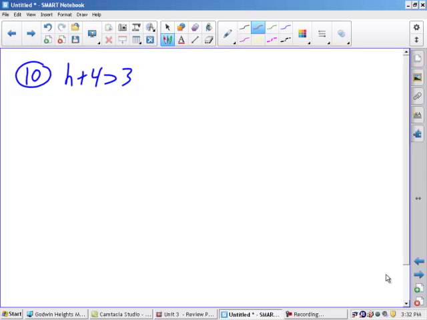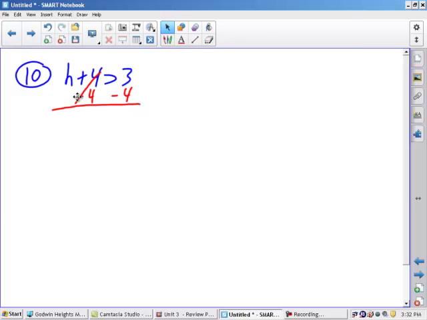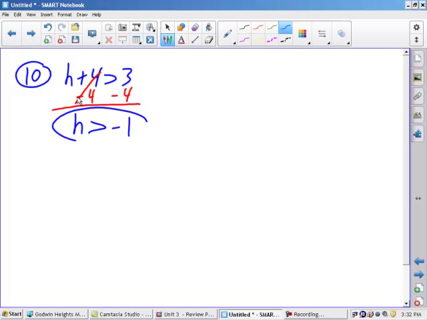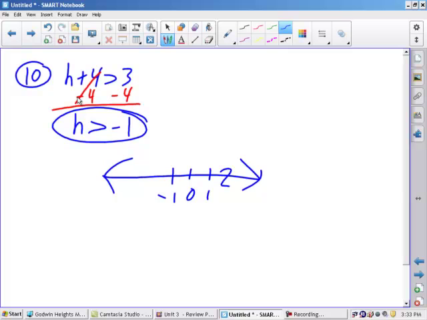Number 10, I have to solve the inequality and graph the inequality. So I subtract 4 from both sides because it's the opposite operation. So I get h is greater than -1. That's my solution. I then go ahead and do my quick number line. So I get -1, 0, 1, and 2. Oops, I tend to do that. Let's put my 2 on the number line. Here's -2. So to graph this, I need to go ahead and put an open circle around -1 and go to the right, meaning greater than.